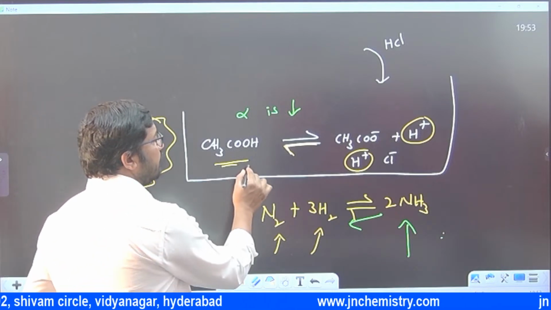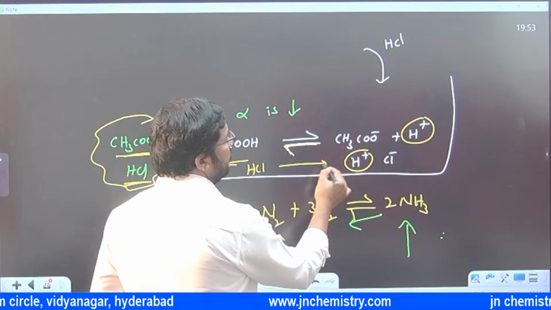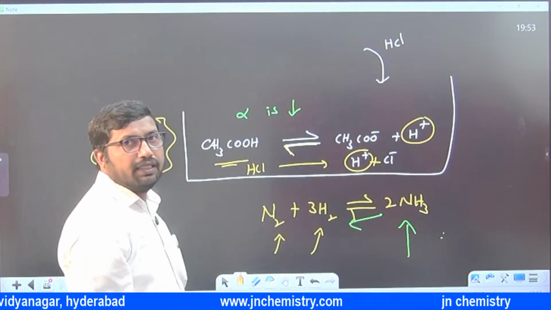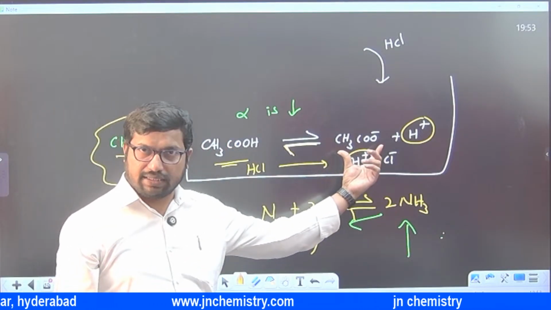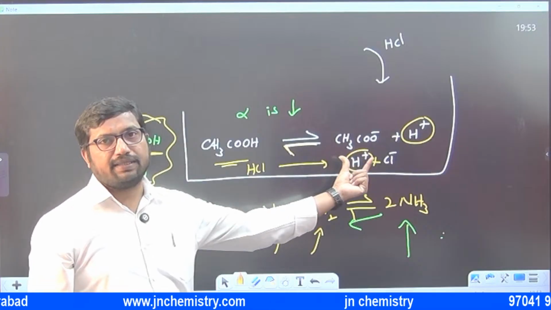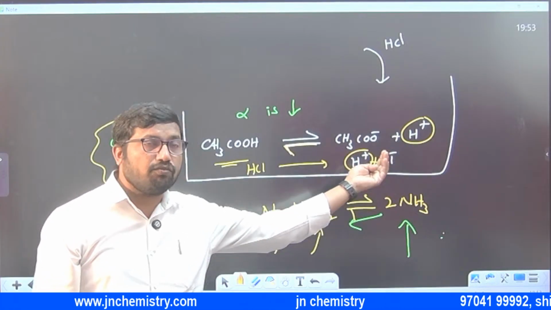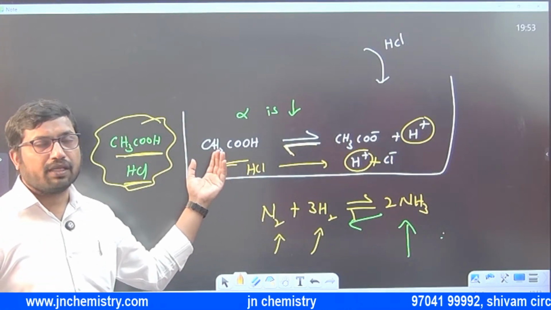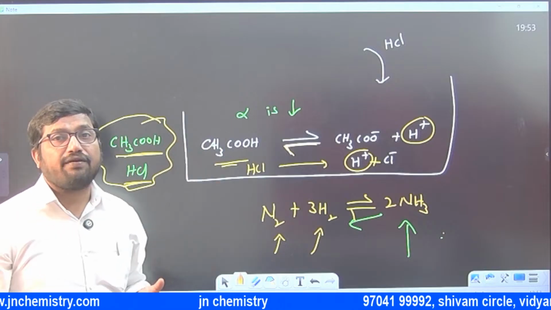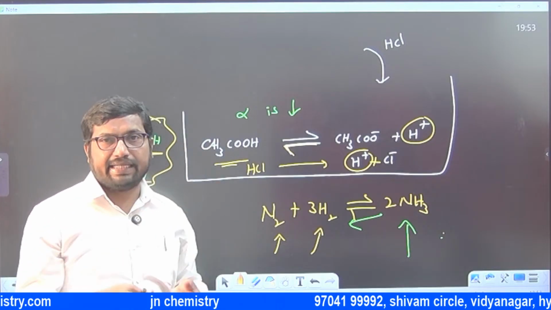Why common ion effect? Because HCl is a strong acid, 100% dissociation takes place. On the product side, H plus concentration increases. Because of the increased H plus ion concentration, the reaction moves towards the backward direction, and its degree of dissociation will be decreased.